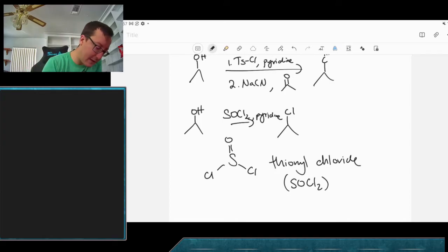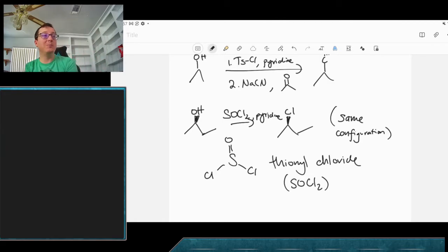And what's interesting is, although this is not chiral, we end up with the same stereochemistry. So if this was on a wedge before you use your thionyl chloride, you'll end up with your chlorine also on a wedge. So if you start with a wedge, you end with a wedge.